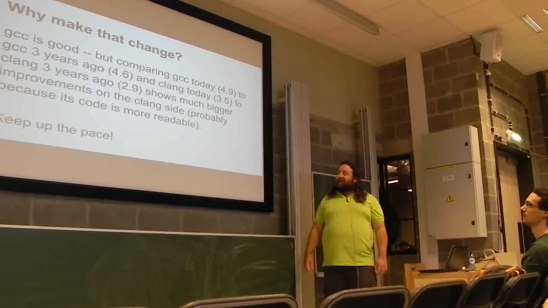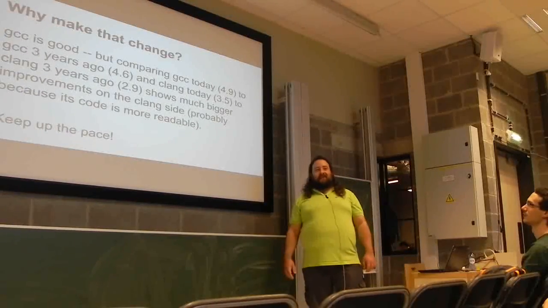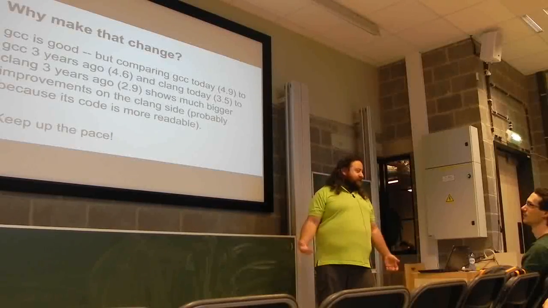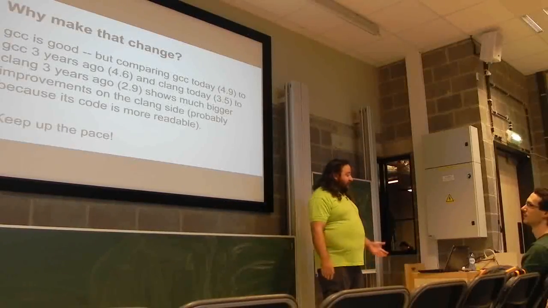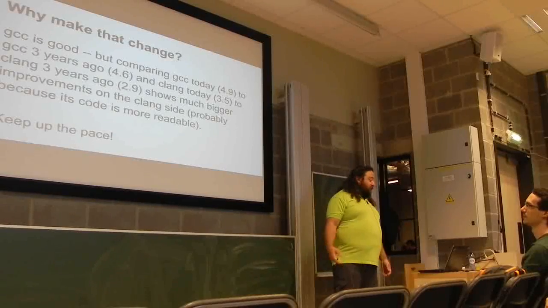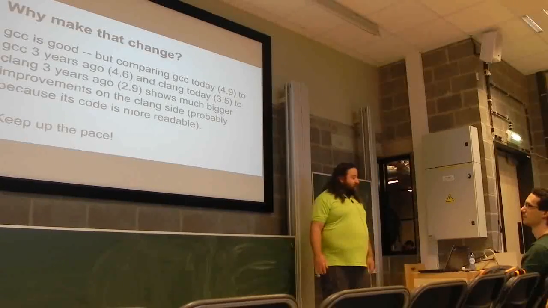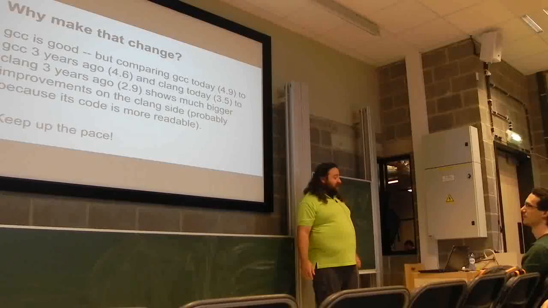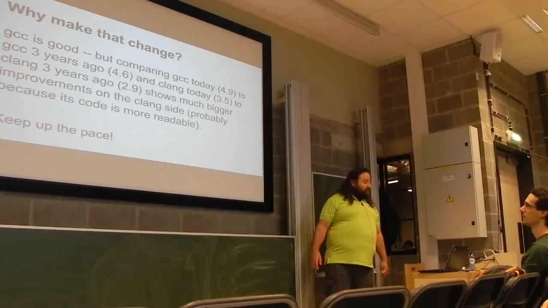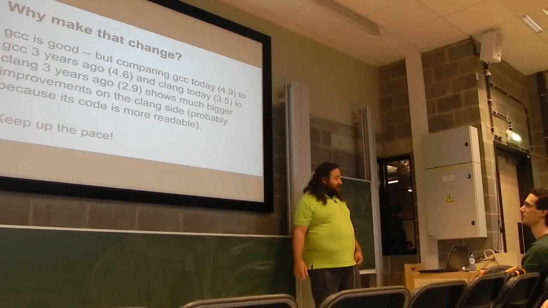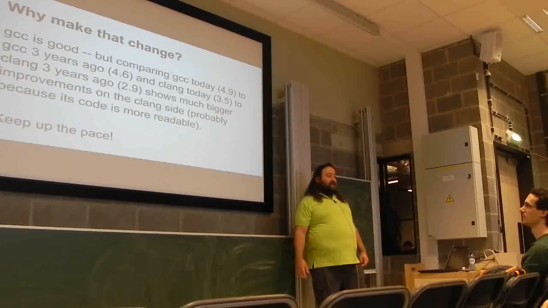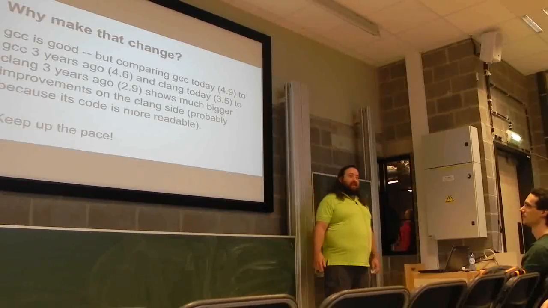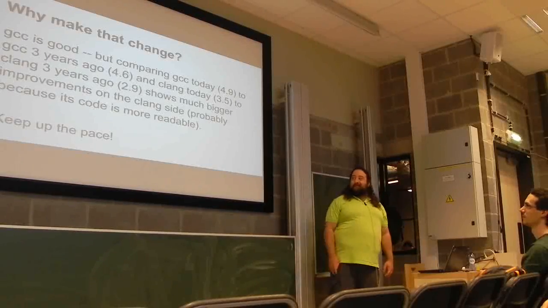So, why did we make this change? We didn't have any real problems with GCC. GCC was doing well. But if we look at GCC today, 4.9, even the 5.0 snapshots, and compare it to GCC from 3 years ago, GCC 4.6, and then we do the same for Clang 3.5, actually 3.6 now, compared to 3 years ago, which was 2.9, we can see there are actually bigger differences being made.